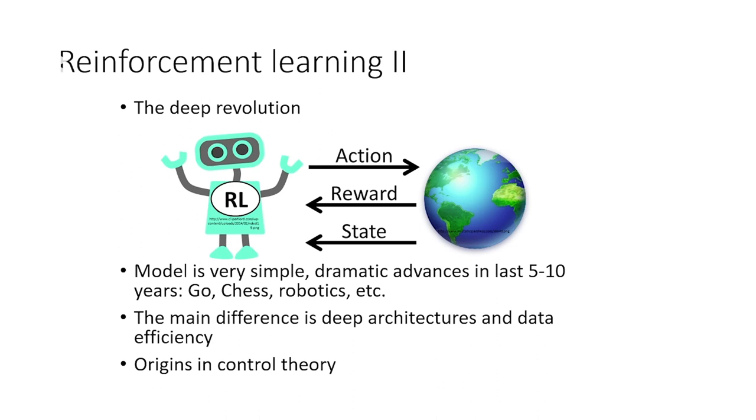It was kind of an obscure field, but then things started happening about 5, maybe 7 years ago. What happened is that this agent started to use deep learning. The model itself, while simple, still manages to win at Go, chess, many robotics applications, and so forth. So the model is simple, but at least for a relatively closed environment, it works very well. Basically, if you're a real electrical engineer, then this is control theory meeting machine learning.